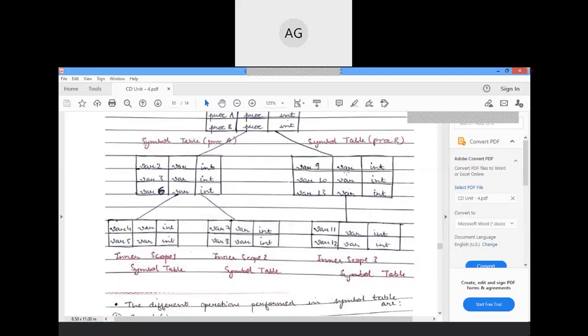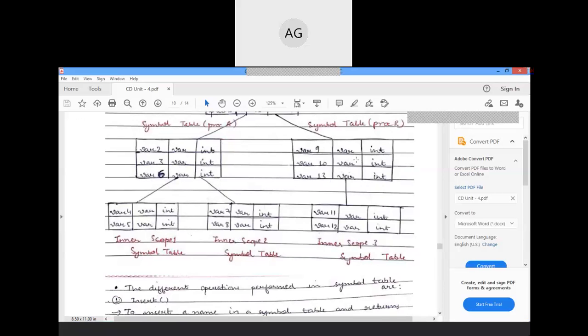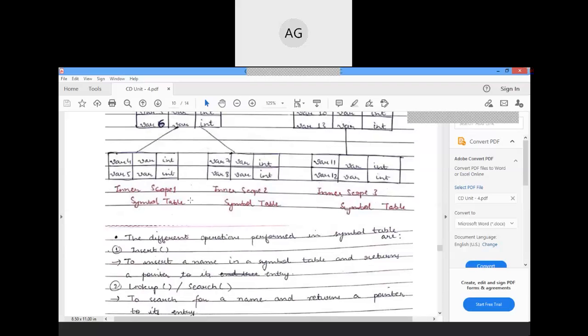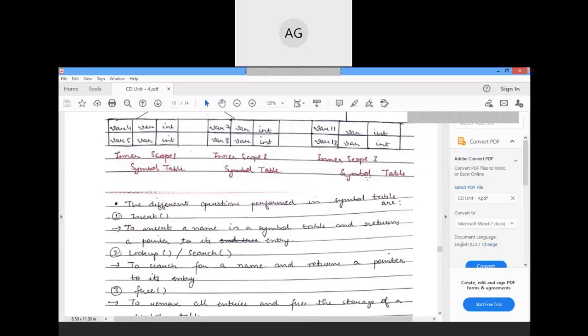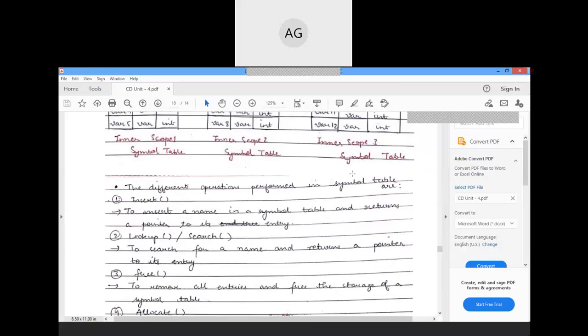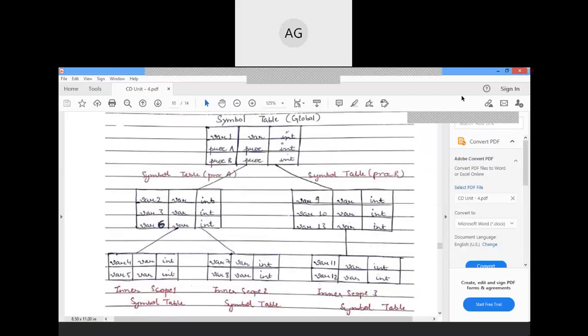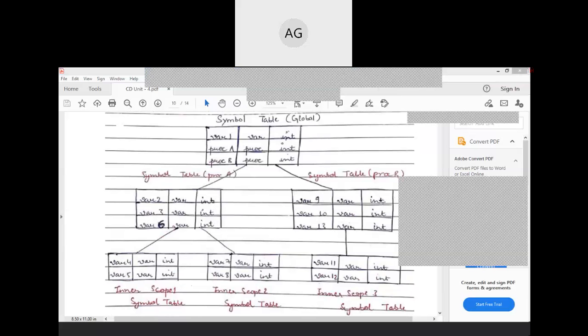So in the same way, we are going to construct the variable table or the symbol table for the procedure B. So here also it is written that they are the inner scope of the symbol table 1, then the inner scope of symbol table 2, and the inner scope of symbol table 3. So all of you understand it till now how we are going to place the entries in the symbol table. Just write in the chat box so that we can proceed to the next topic.